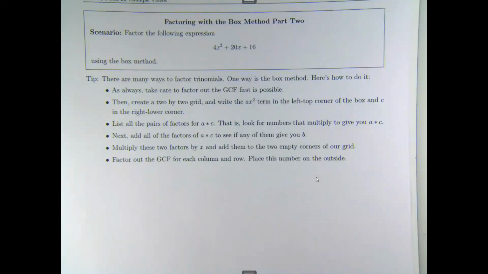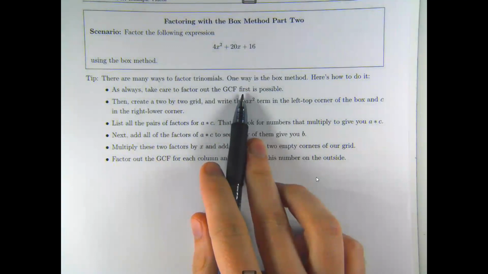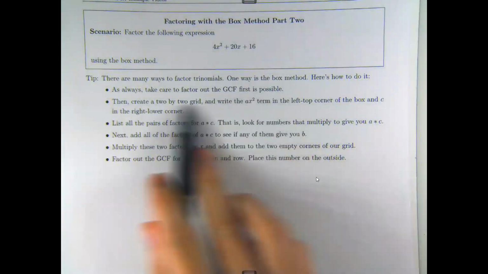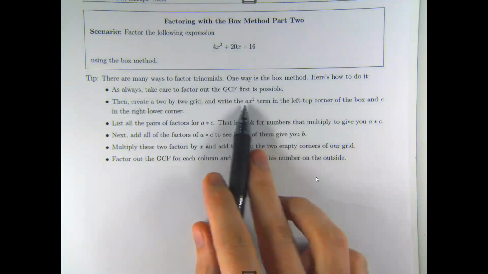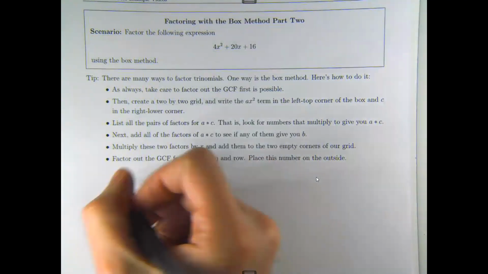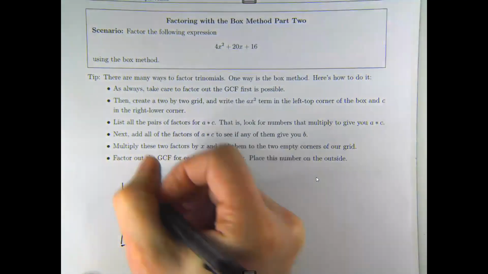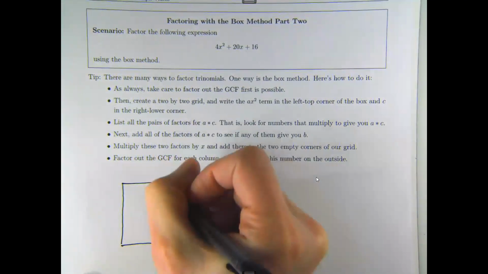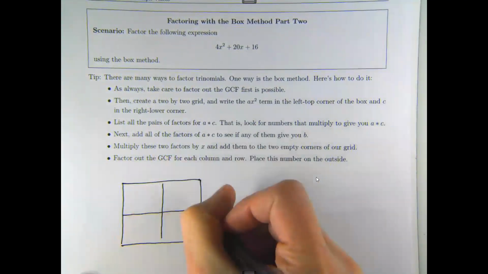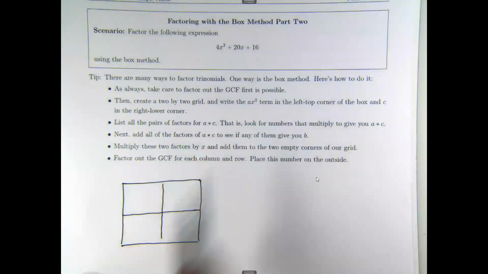Let's look at two more examples with factoring with the box method. So the process, I'm going to start by taking out the GCF if they have anything in common. I'm going to put the ax squared term in the top left of a 2x2 grid. I'm going to start that grid here on the side. And in the top left, I'll put my ax squared term. In the lower right, I'm going to put my constant term.